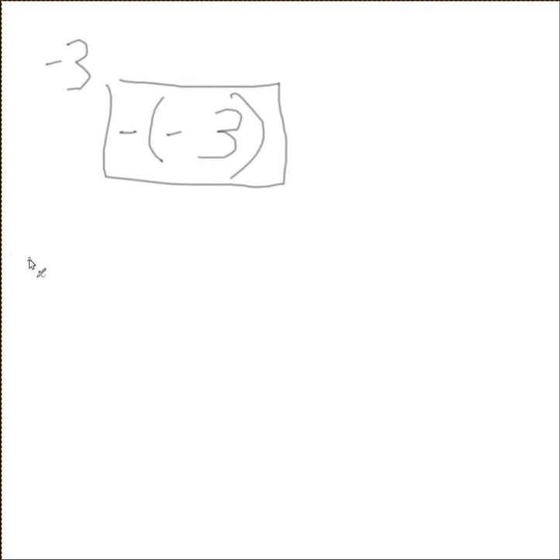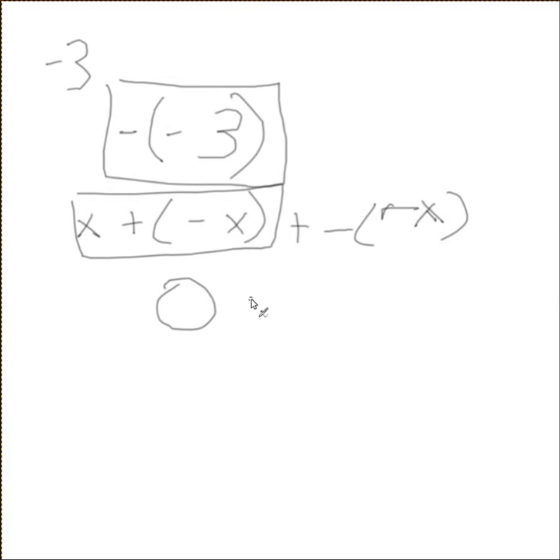So let's say we have, for any number x, x plus -x plus negative of -x. So x plus the negation of x plus the negation of the negation of x. So we know addition is associative. So if we start by adding the first two, these two are additive inverses. 0 plus the negation of the negation of x, which is just the negation of the negation of x.